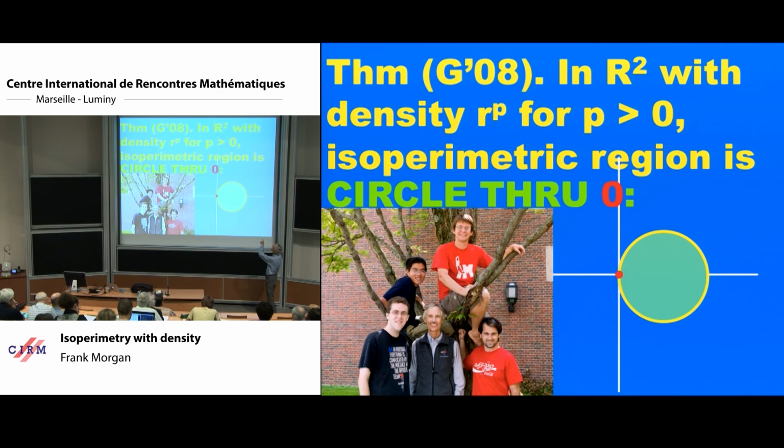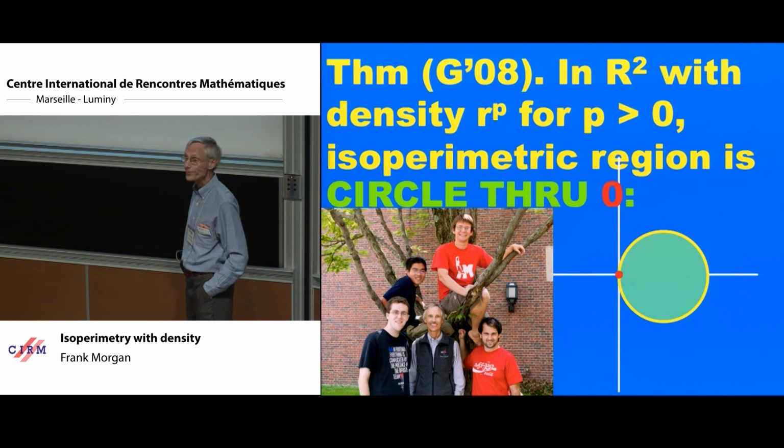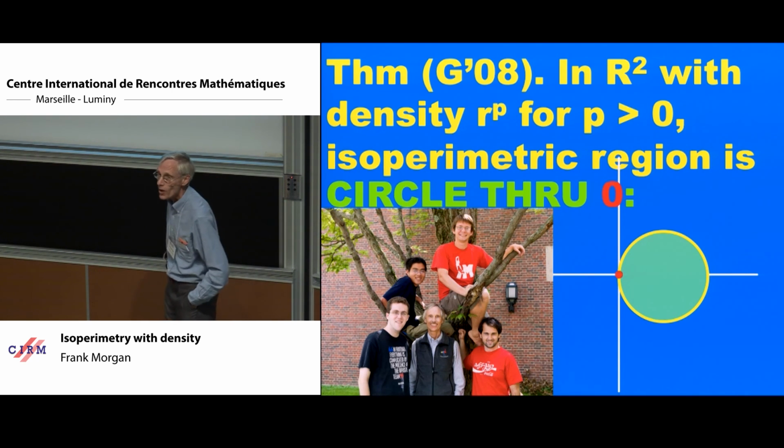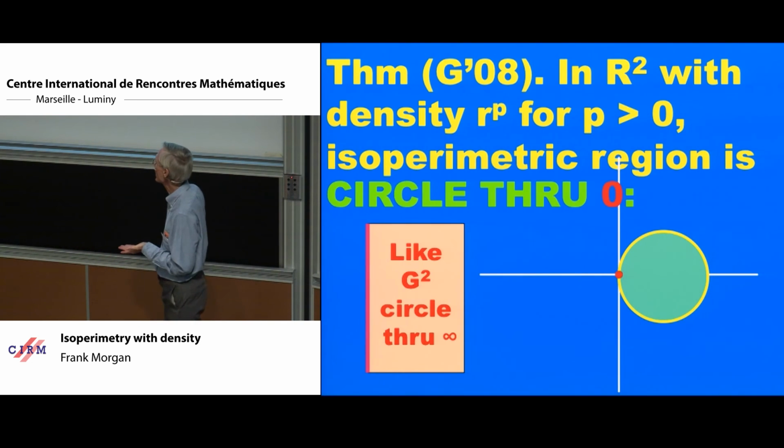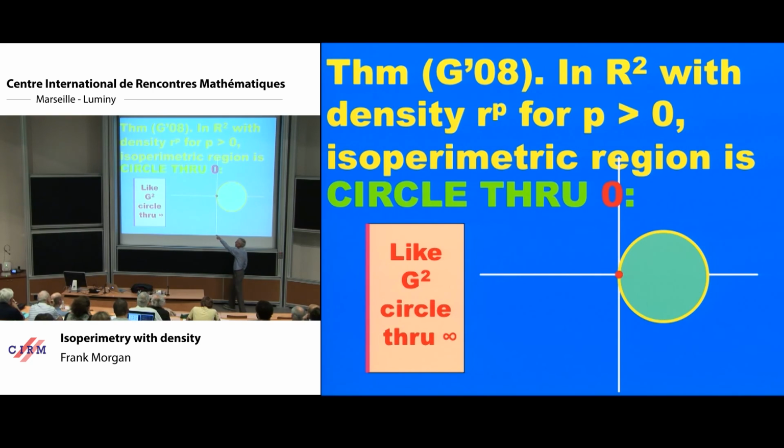Amazingly enough, it's the same answer for every positive p. You still get the same family of solutions. There it is, a circle through the origin. On reflection, you realize it does have a certain similarity to the Gauss case, right? Remember, in the Gauss plane, the answer was a line, which is a circle through infinity, where the density is 0. And here again, we get a circle that goes through the point where the density is 0, which makes some sense because it's the perimeter that we want to make small. So the perimeter is most eager to go through the place where the density is 0. So maybe we could have guessed something like that.